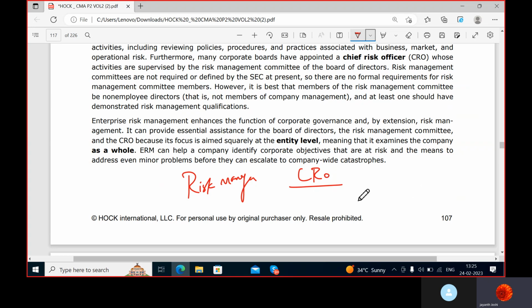For example, corporate governance. If I speak about all the laws, to run the company you should follow company law and environmental laws, because you cannot pollute the environment.